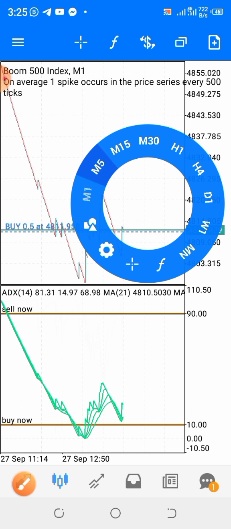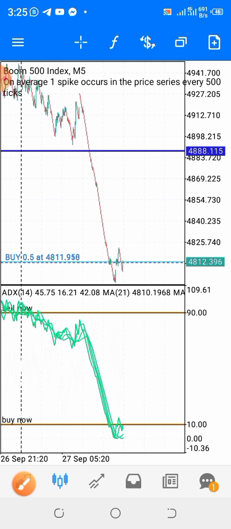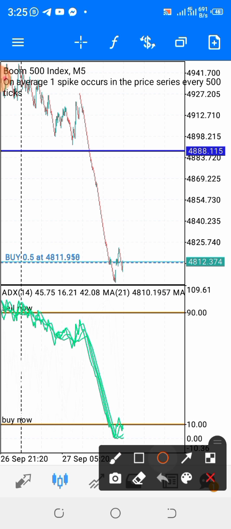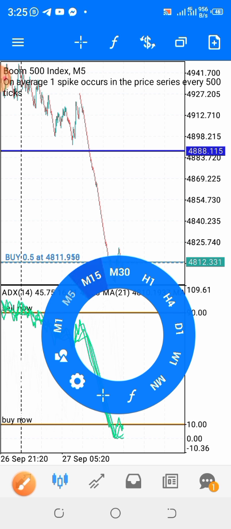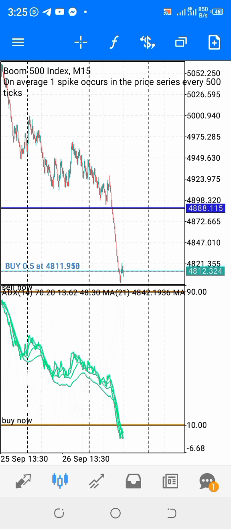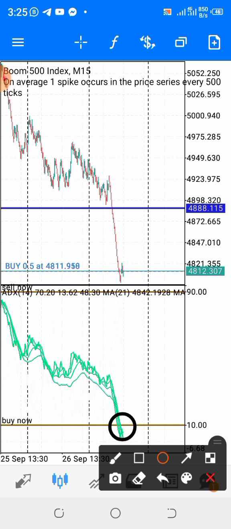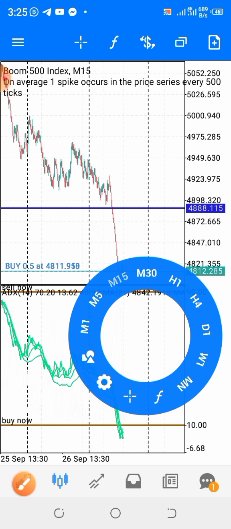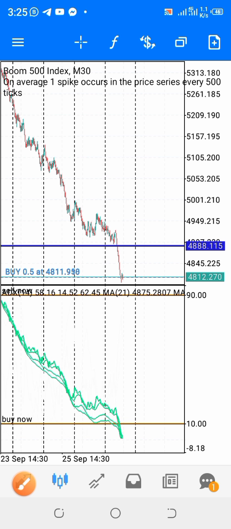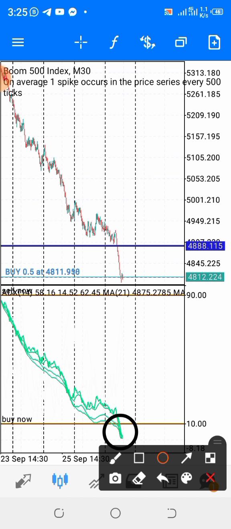You need to go to 5 minutes time frame. They are there, right? Hope you are seeing it. All the lines are there. Then you go to 15 minutes time frame. All the lines are there. You go to 30 minutes time frame. All the lines are there.